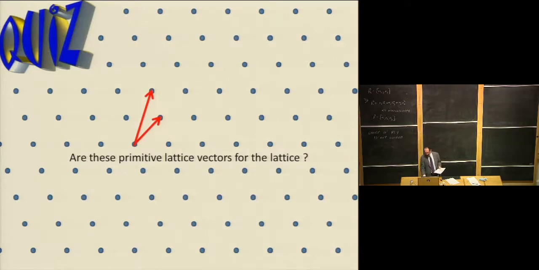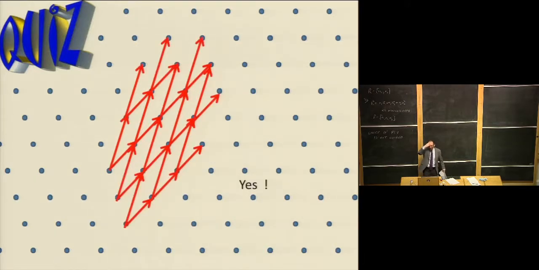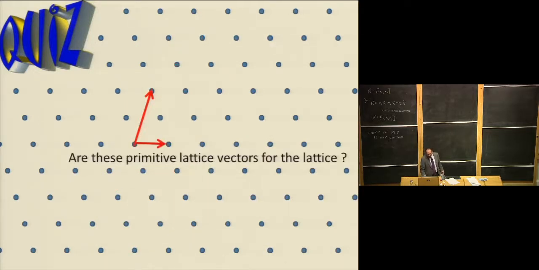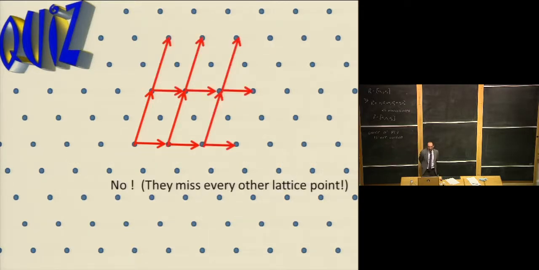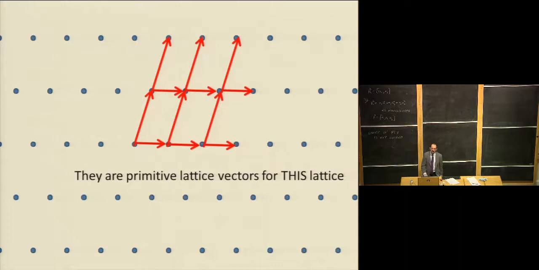OK, yes, these are primitive lattice vectors. It's lattice vectors because you can get to any point in the lattice by some sort of integer sum of those primitive lattice vectors. OK, how about these? Are these primitive lattice vectors? No, they are not, because if you add them together in all integer combinations, they miss every other lattice point. They would be primitive lattice vectors for this lattice if I took away half the lattice points. Everyone always misses that one.